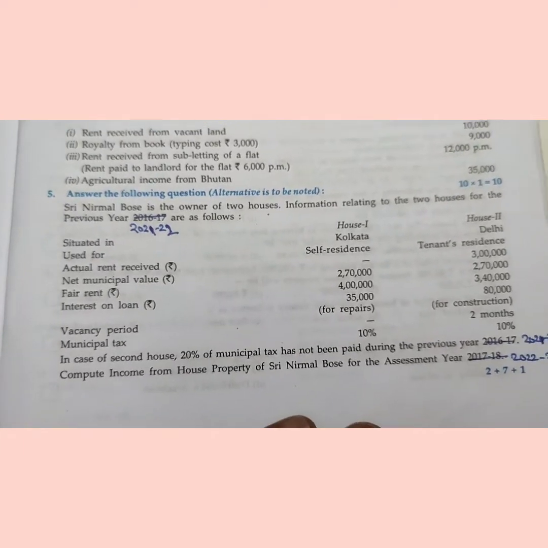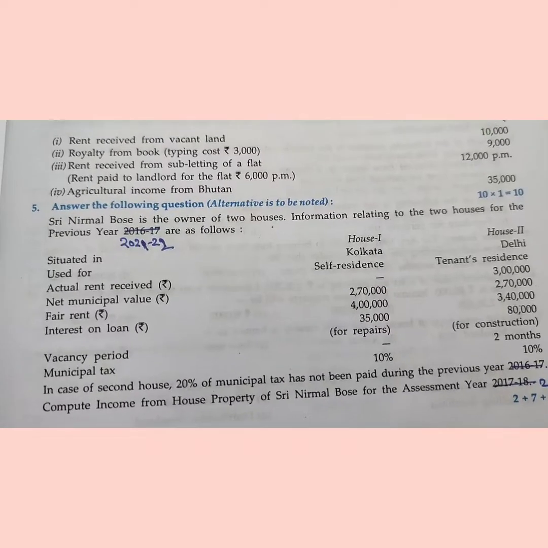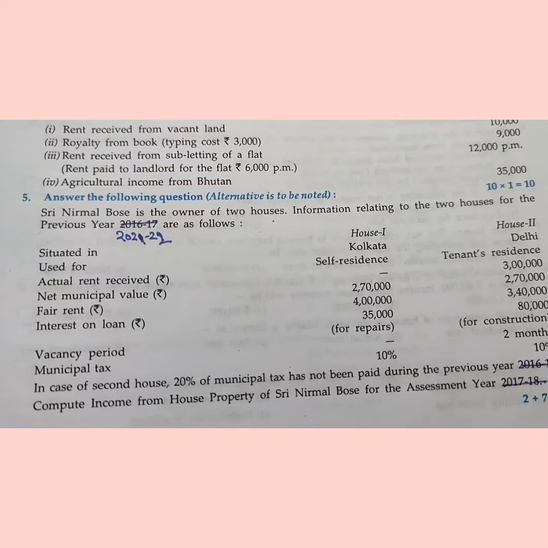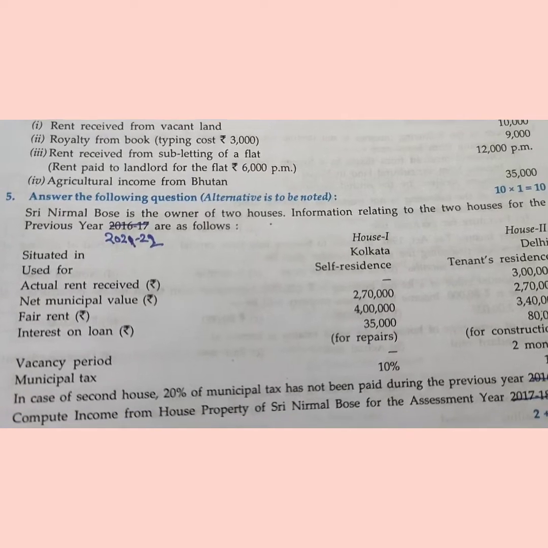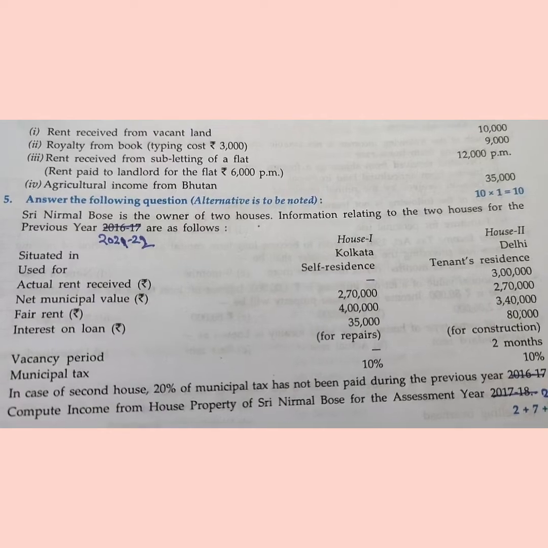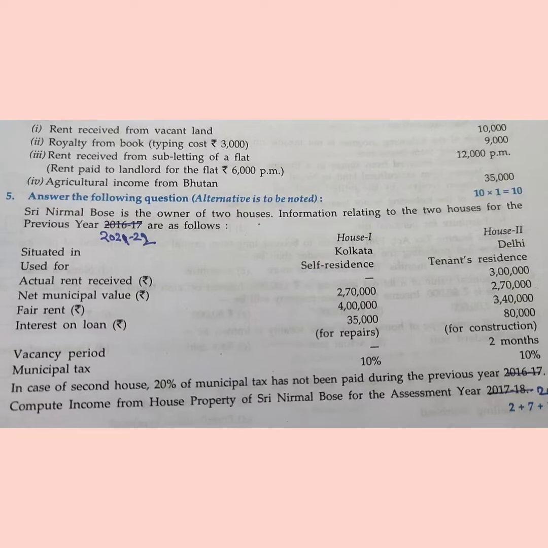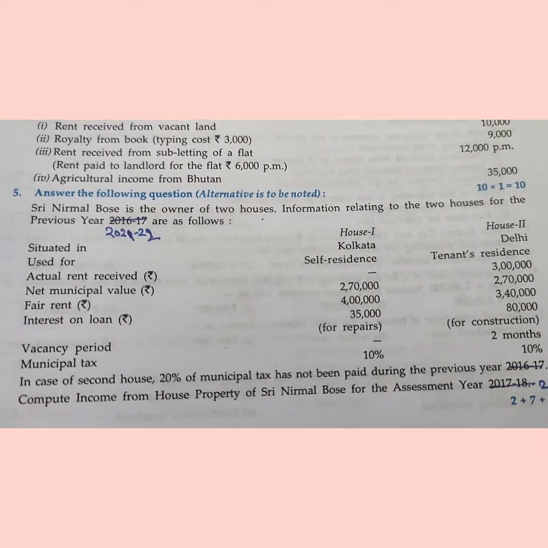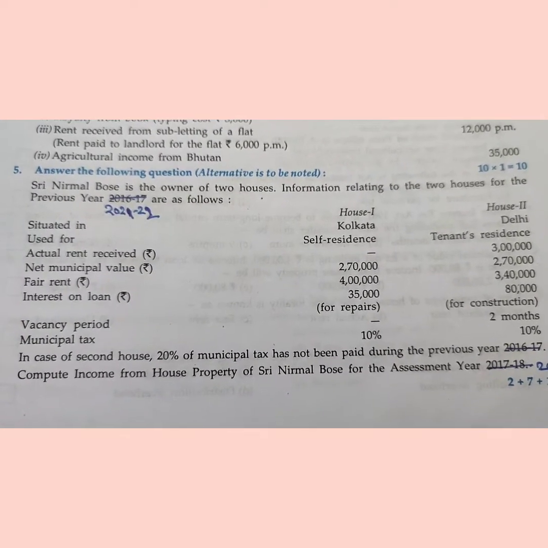In 2018, question number 5, it is a 10 marks question for income from house property. What is the question? Sri Nirmal Bosch, who is an assessee, is the owner of 2 houses. Information relating to the 2 houses for the previous year 2021-22 are as follows. In the original question, the previous year was 2016-17, but I have changed it into 2021-22 for your relevant previous year.